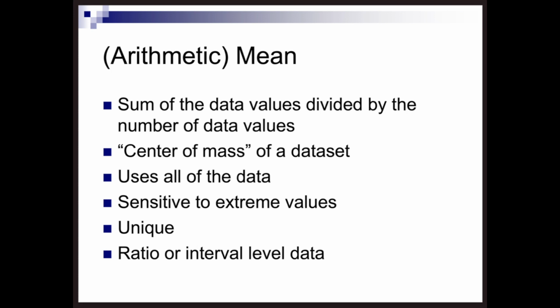Now, one of the characteristics of the arithmetic mean is that it uses all of the data in its calculation. That may seem like an odd characteristic to point out, but as we'll see, some of the measures of location that we'll look at actually don't have this characteristic. We point this out because in using all of the data in its calculation, the arithmetic mean is somewhat sensitive to extreme values.